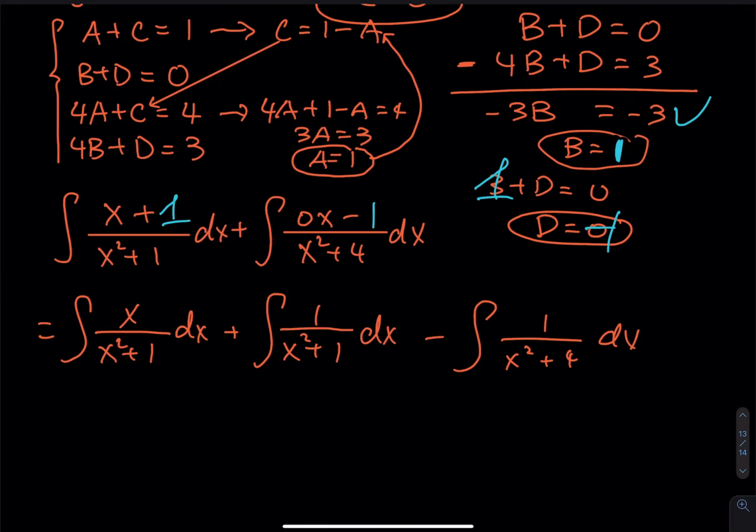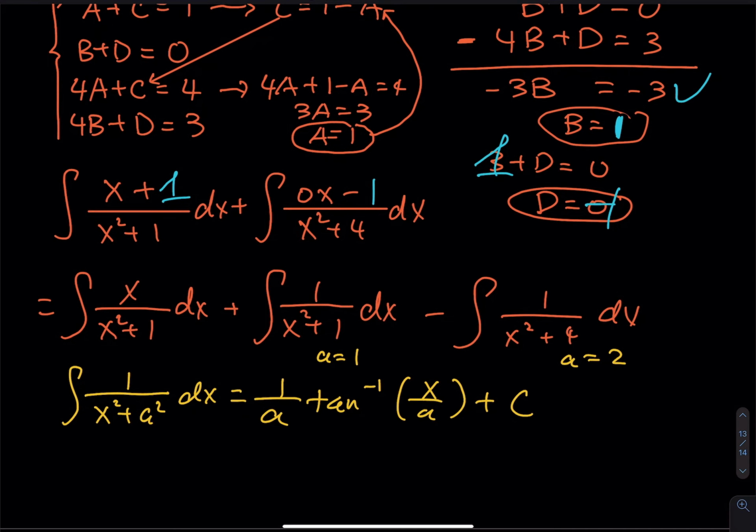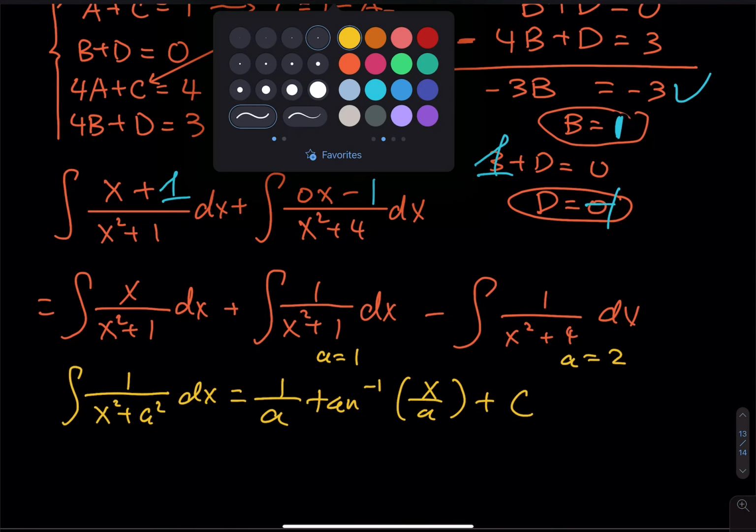In case you don't remember the inverse tangent, let me show you that right now. So the formula is the integral of 1 divided by x squared plus a squared dx, that is equal to 1 over a inverse tangent x over a plus c. So in here, a is equal to 1, and in here, a is equal to 2. And then the first one is just a u substitution right there.